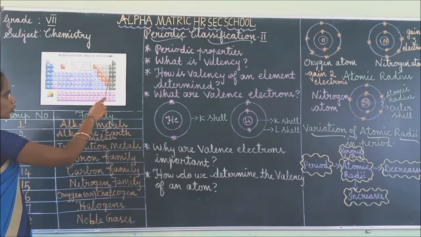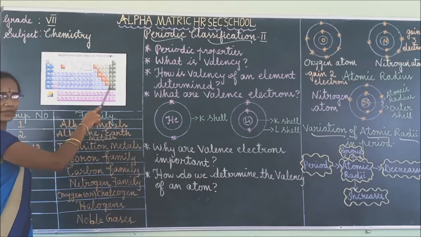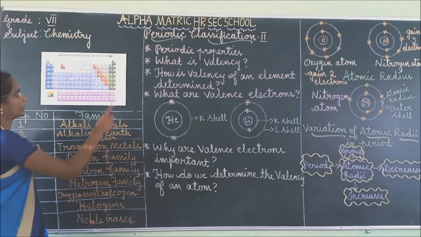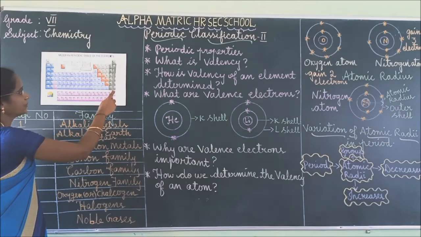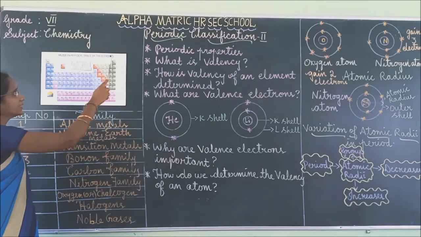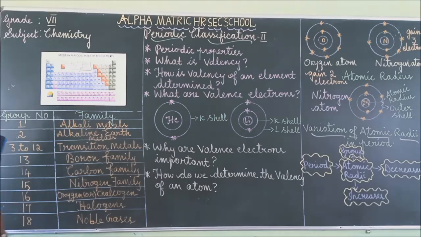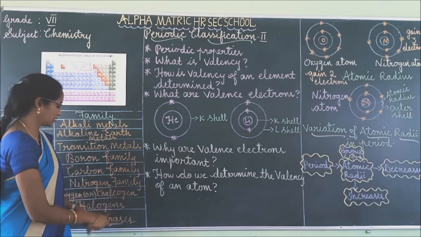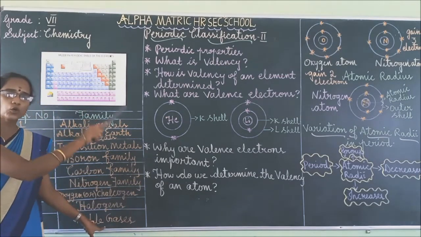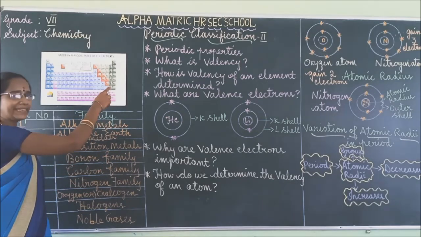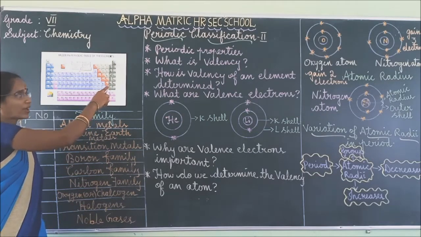Fluorine, chlorine, bromine, iodine. These elements will come under halogens. Okay. Next one, group 18 or noble gas family. Group 18 is helium, neon, argon, krypton, xenon, radon. These elements will come under group 18, and this group family is called noble gas family. Group number 18 is called noble gas family.